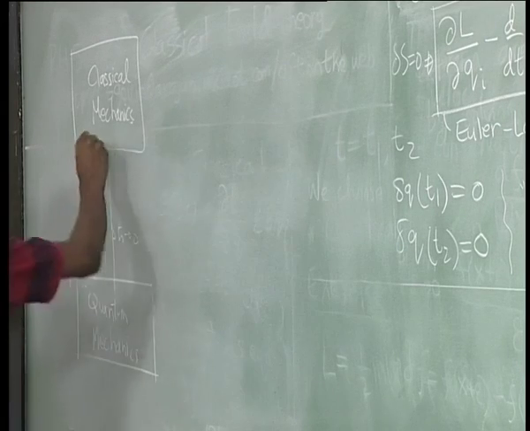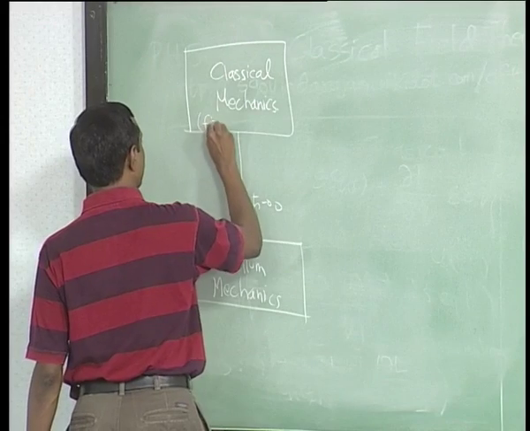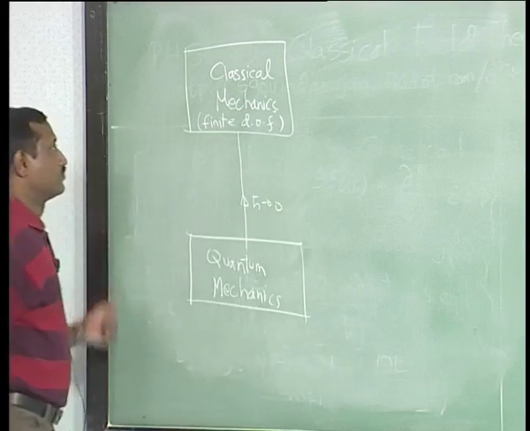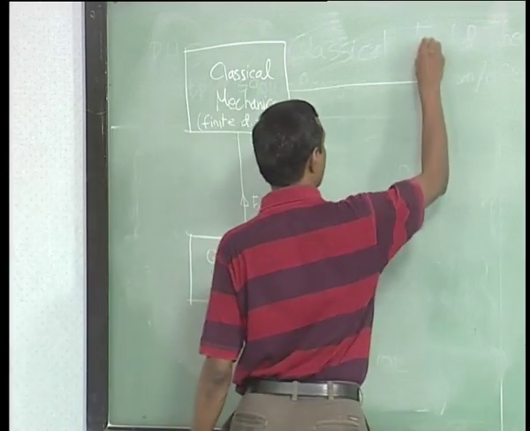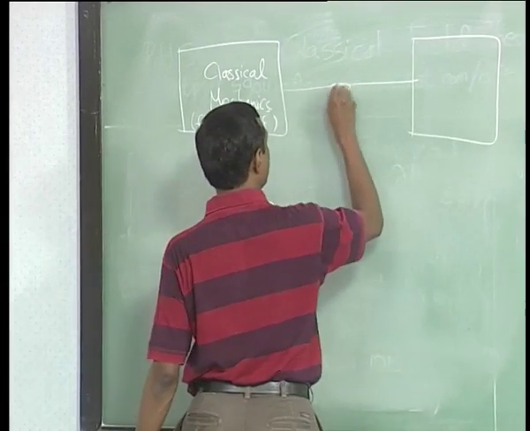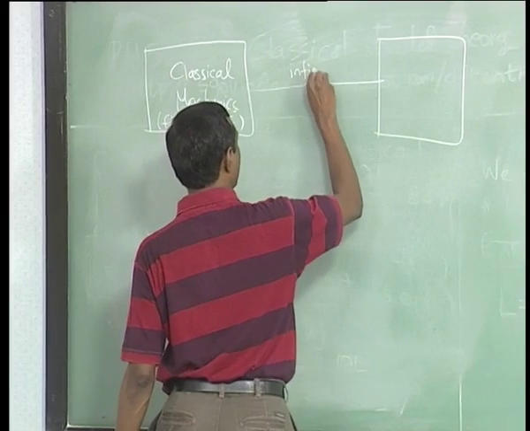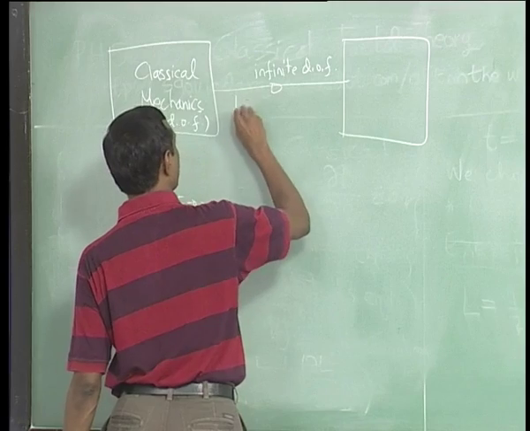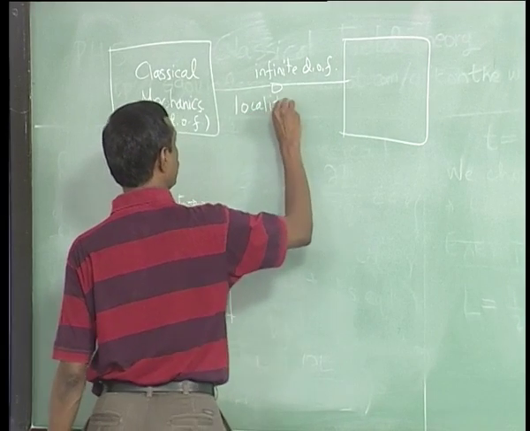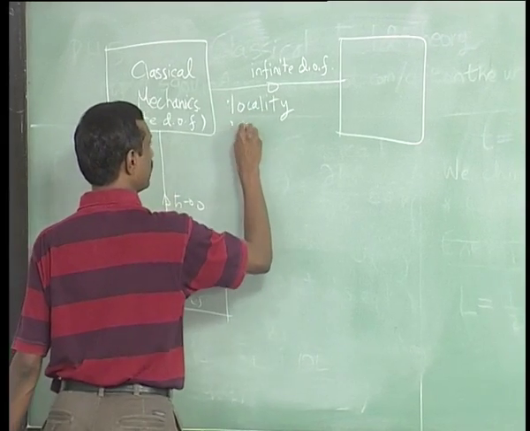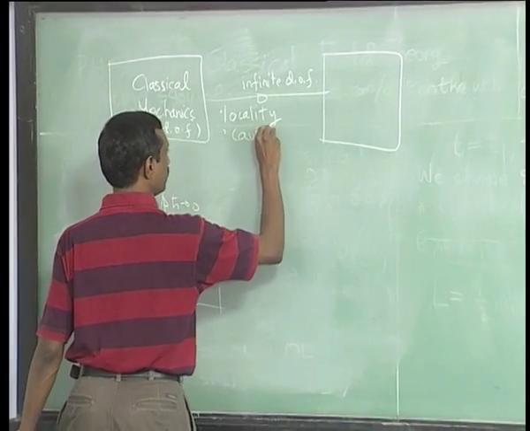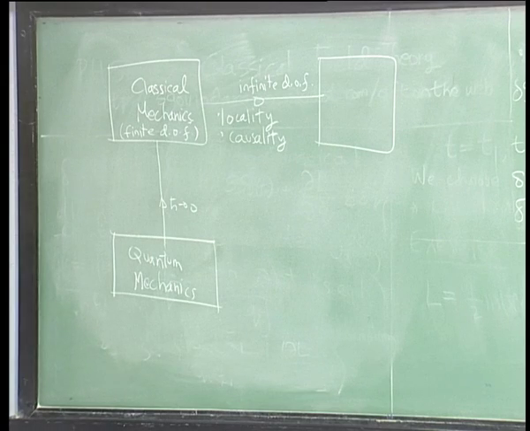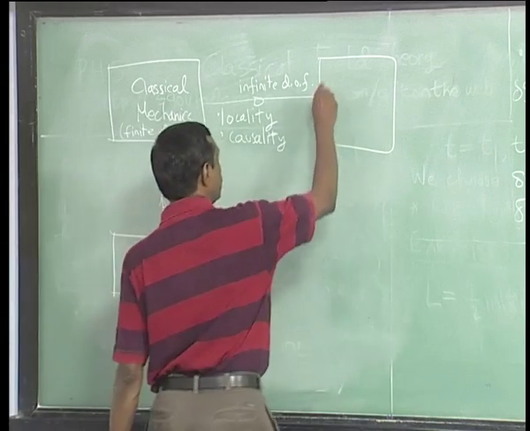And now, so this is just a finite number of degrees of freedom. So you go to infinite degrees of freedom, and then we need to incorporate things like locality. We don't know how to do these things yet, causality, so on and so forth, but you get the classical mechanics of fields, and this is something which we will call classical field theory.